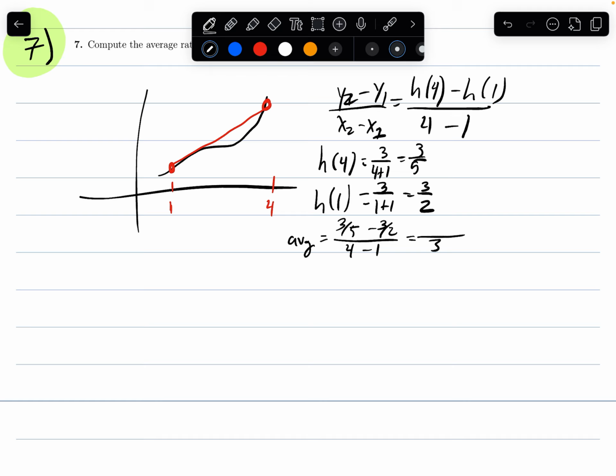And the bottom is going to be 3, and now we just have to combine the fractions. You can get a common denominator of 10, so this would be 6 over 10 minus 15 over 10, which is 6 minus 15 is negative 9 over 10, which is negative 9 over 30. We can simplify that some more and we get negative 3 over 10. And there's our answer. Next, for number 8.